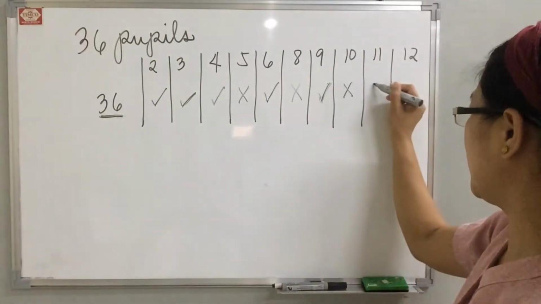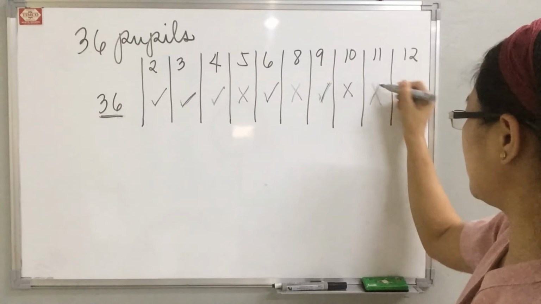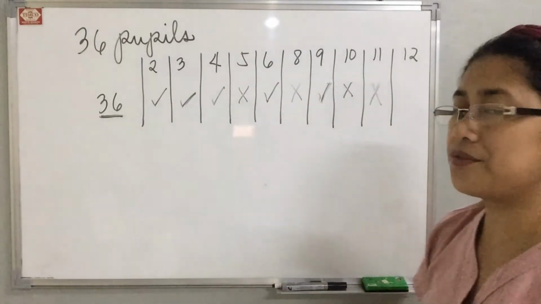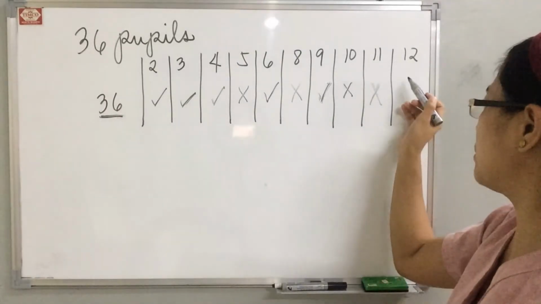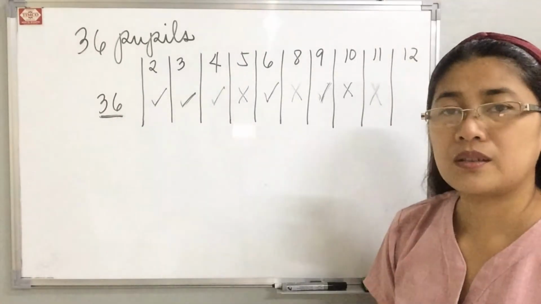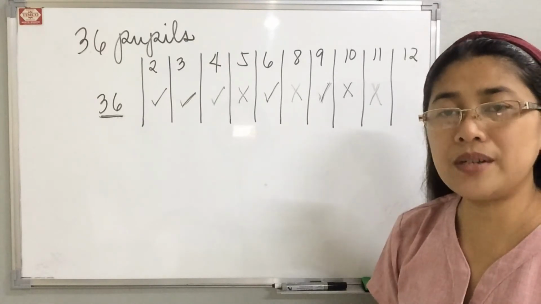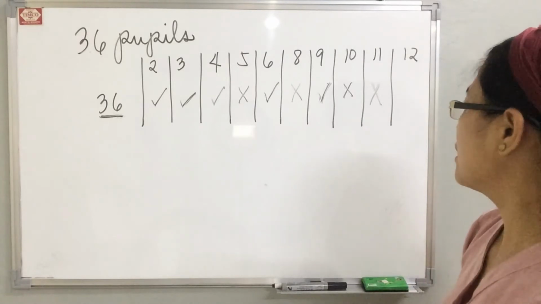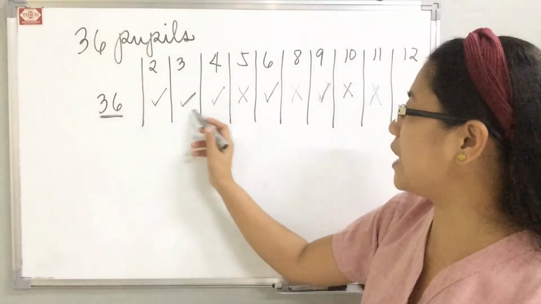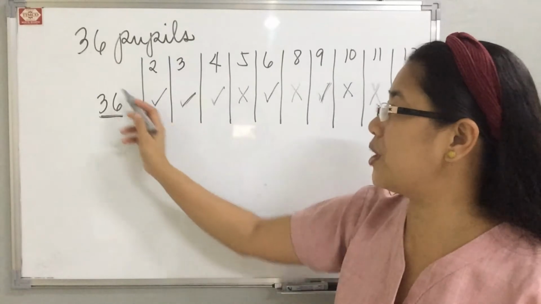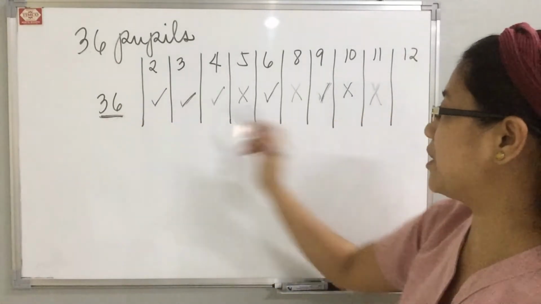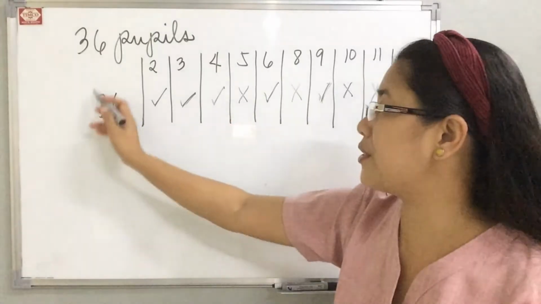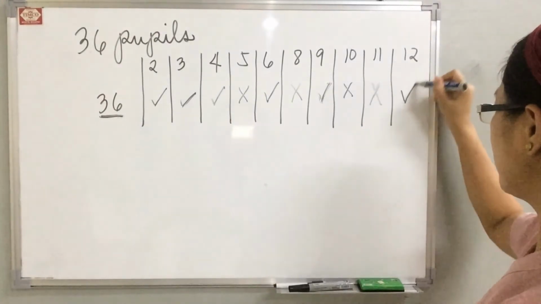No. Okay. And the last one is 12. Is 36 divisible by 12? What is our rule for number 12? Still remember? Okay. If it is divisible by both numbers 3 and 4, therefore the number is divisible by 12. Since we have checked under number 3 and under number 4, therefore 36 is divisible by 12.